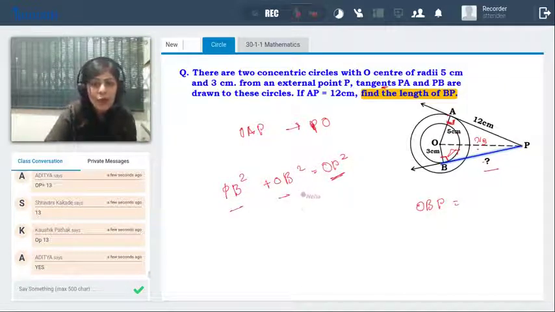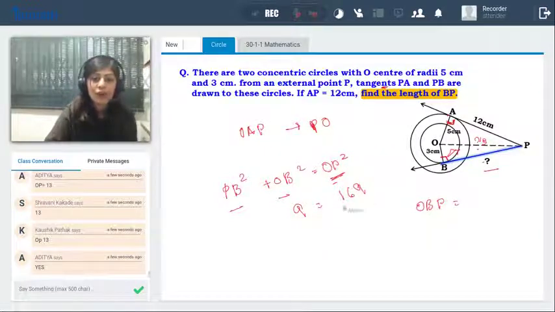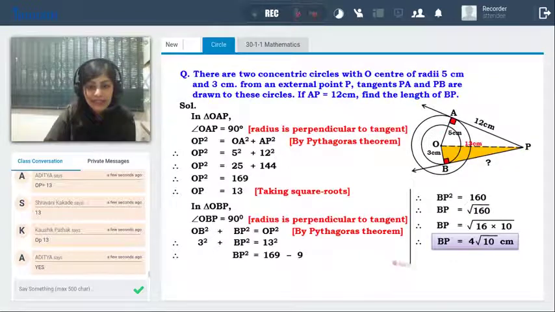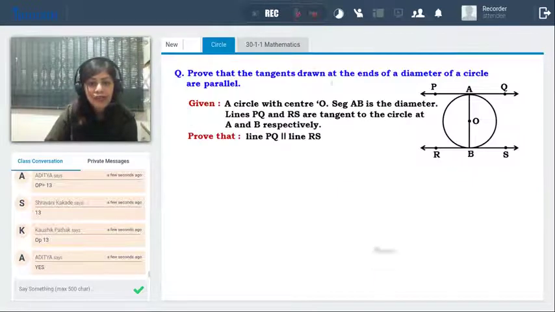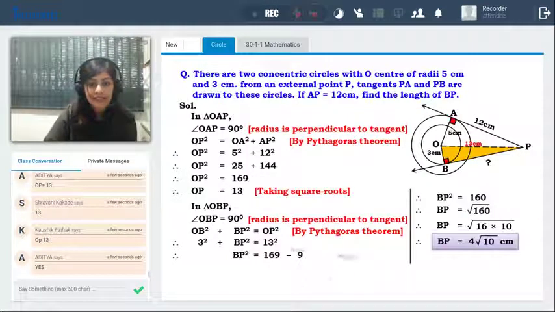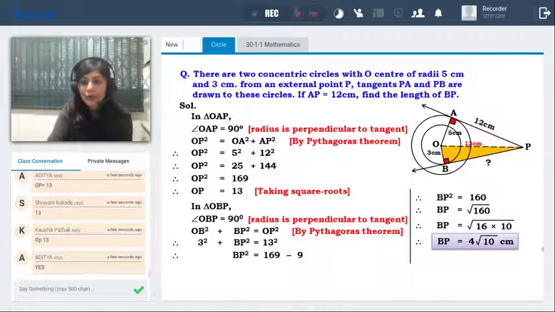Let's quickly substitute. OB square is 3 square, which is 9. OP square is 13 square, which is 169. So what we get is under root 160. Yes, 9 shifts to the other side. Under root 160, students. You can factorize 160 further. You can factorize 160. What do you see?